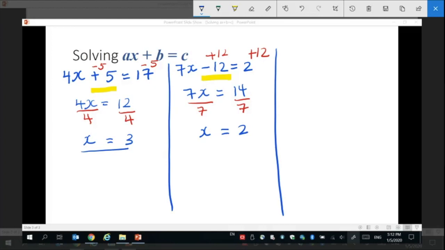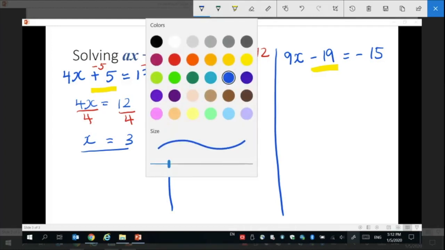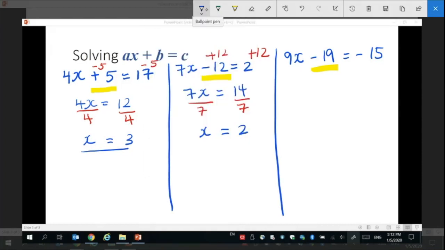Next example is 9x minus 19 equals negative 15. So once again, I need to remove this. To remove that minus 19, I need to add 19 on both sides of the equation. So let's add 19 on both sides of the equation.